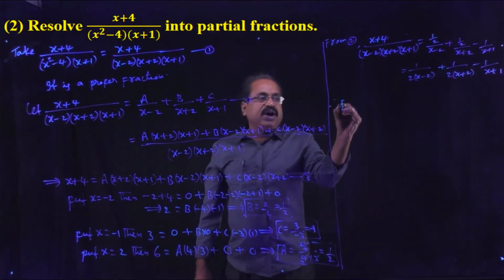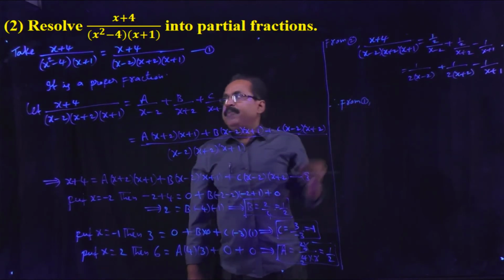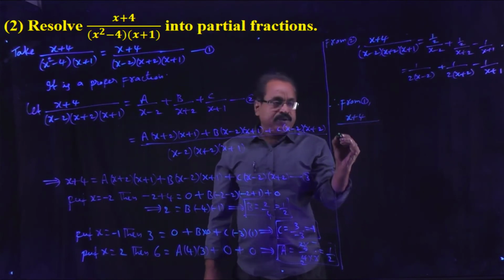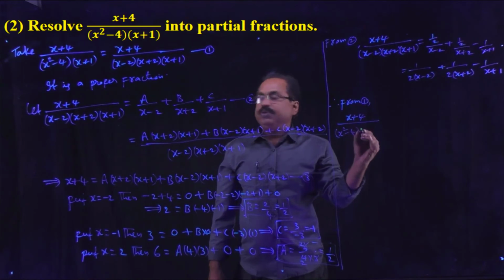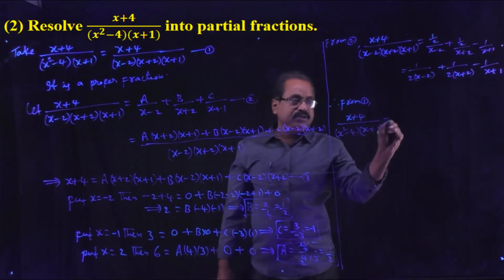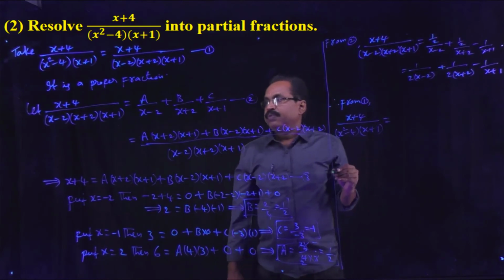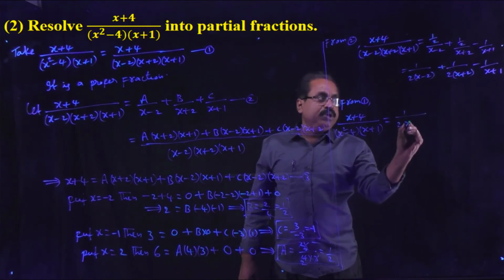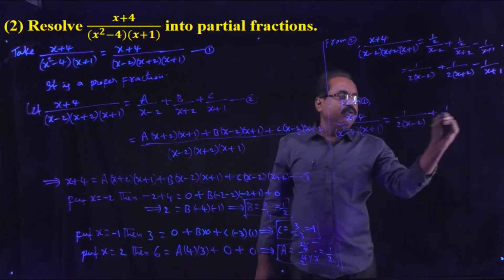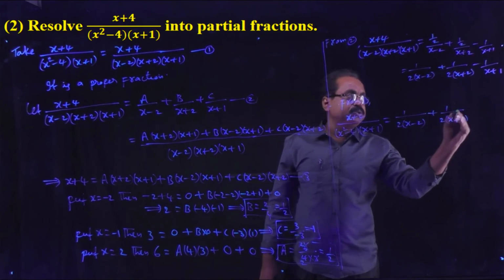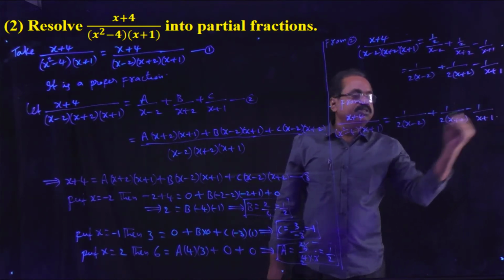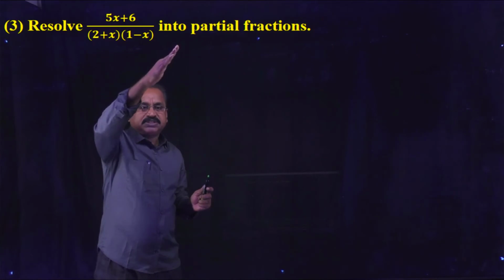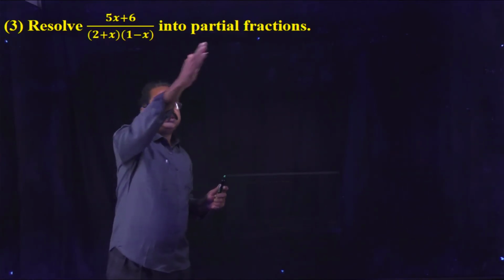Therefore, from equation 1, (x + 4)/((x² - 4)(x + 1)) is equal to 1/(2(x - 2)) + 1/(2(x + 2)) - 1/(x + 1). Now, question number 3 is resolve (5x + 6)/((2 + x)(1 - x)) into partial fractions.